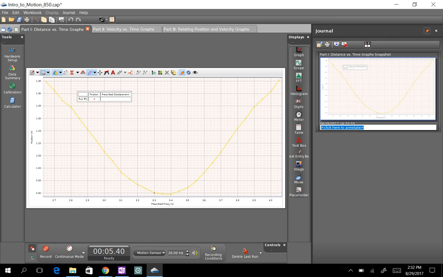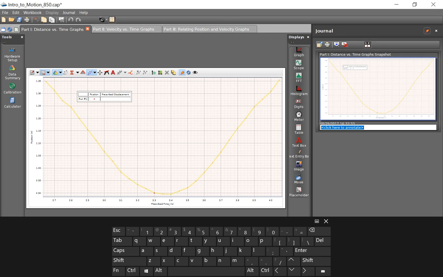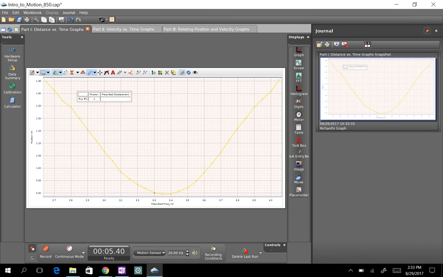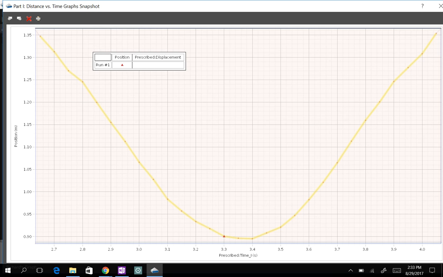I can click down here to annotate, so I could type in there that this is Richard's graph. So you can label them here so you know which one is which. So I've now named the graph. It's got a little annotation. So what it's going to print like is, I think it's down here. It'll say Richard's graph.